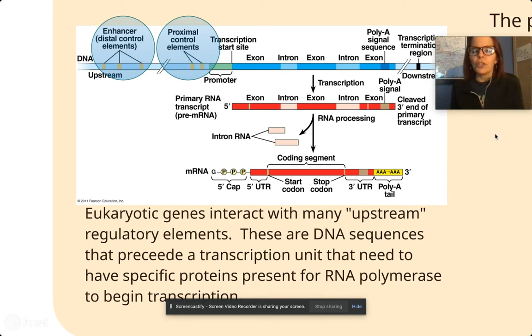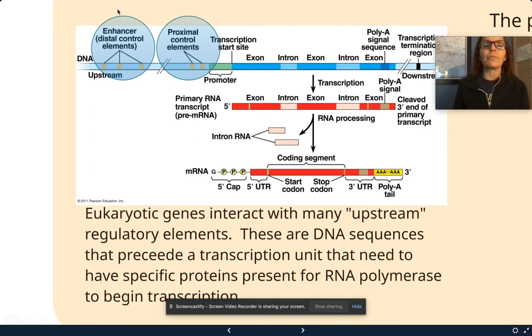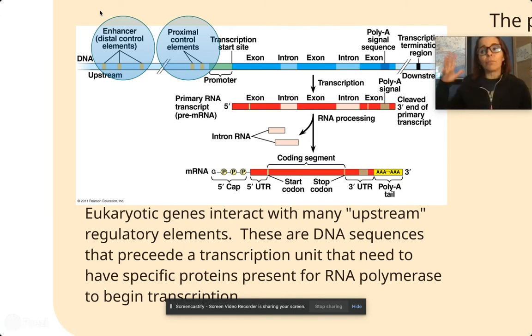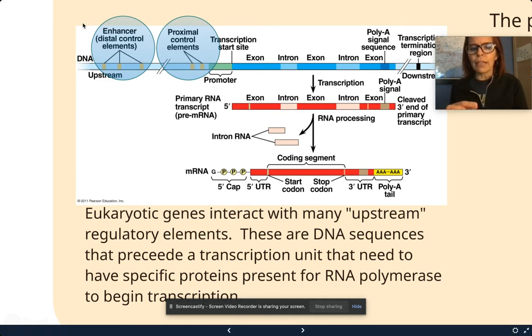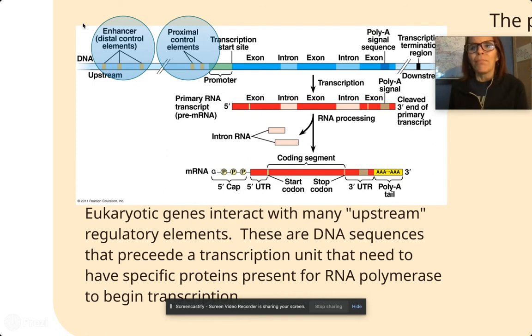Down below, it says eukaryotic genes interact with many upstream regulatory elements. They're highlighted here: proximal control elements and distal control elements. The word proximal means close, and the word distal means far away. Some of these distal control elements, which we're going to talk about at length, called enhancers, might be thousands of nucleotides away. They're wicked hard for researchers to study because they affect things that are thousands of nucleotides away, and how do you know which ones affect which? We're going to look at a little experiment to see how they've studied some of this.